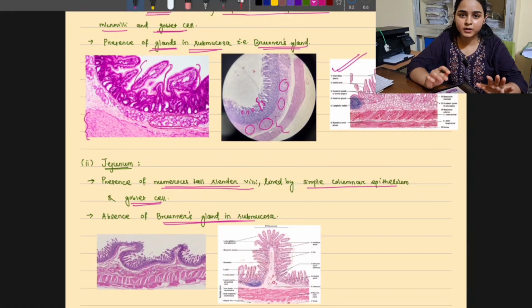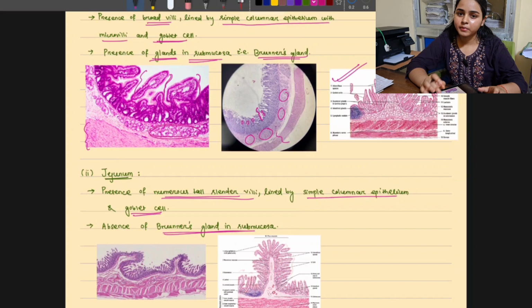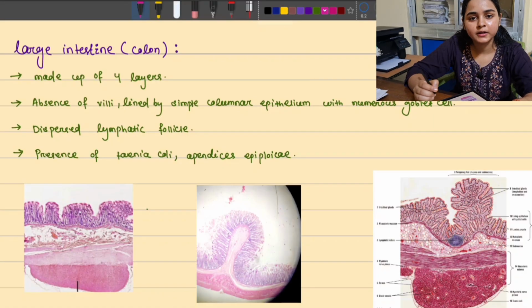The only two important slides are duodenum and ileum. Duodenum has submucosal glands, that is the Brunner's gland, and ileum has the Peyer's patches, that is the lymphoid aggregates. These are the two important exam slides. Jejunum is not that much important. Okay, now let's come to the large intestine.